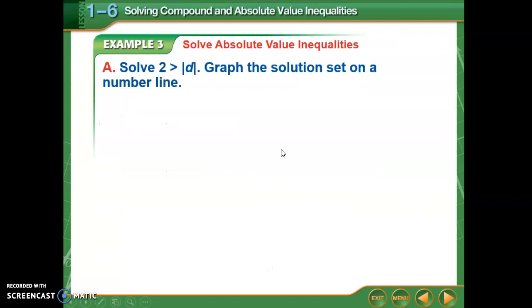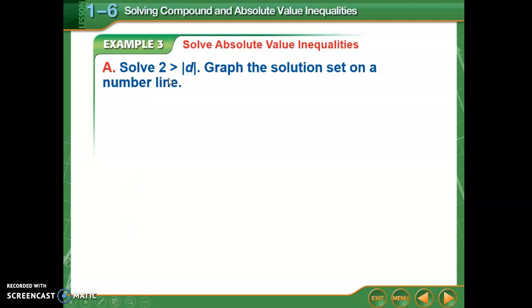Okay, let's move on to absolute value inequalities. So remember, absolute value, there are two possible solutions, one for positive, one for negative. Okay? Alright, let's work on this. Solve 2 > |d|. Graph the solution set on a number line.